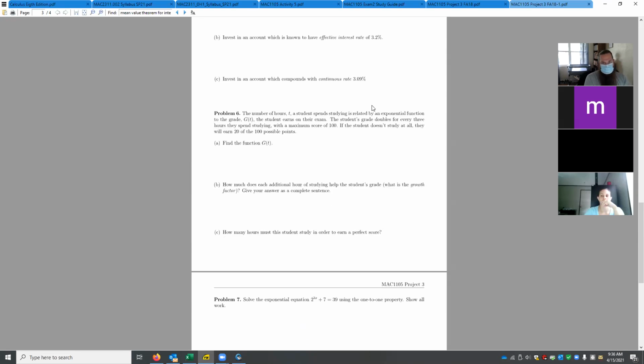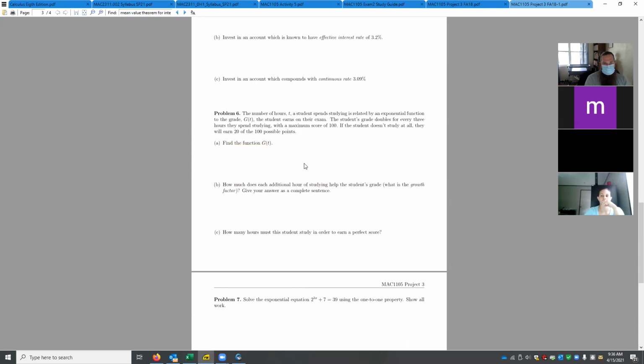Problem 6, same sort of thing. It's another word problem. Here we have a function that models the score a student gets on a test based on how much time they spend studying. We get some information like the student's grade doubles for every 3 hours. We want to find the function g of t, find out how much we get for each additional hour. So what is the growth factor? And then we want to learn how many hours you need to study to get a perfect score?